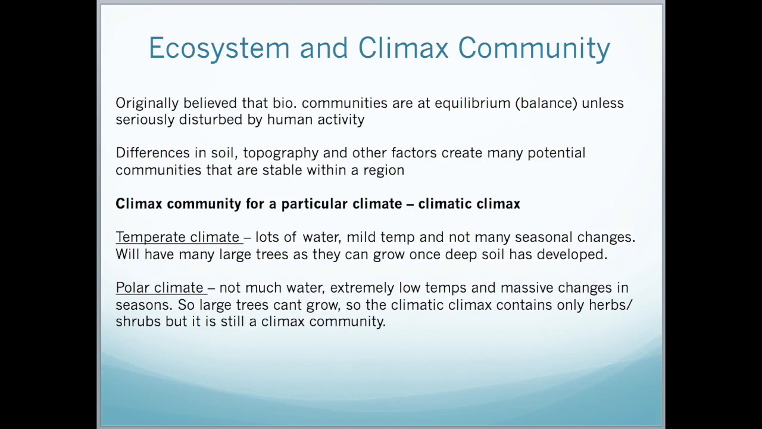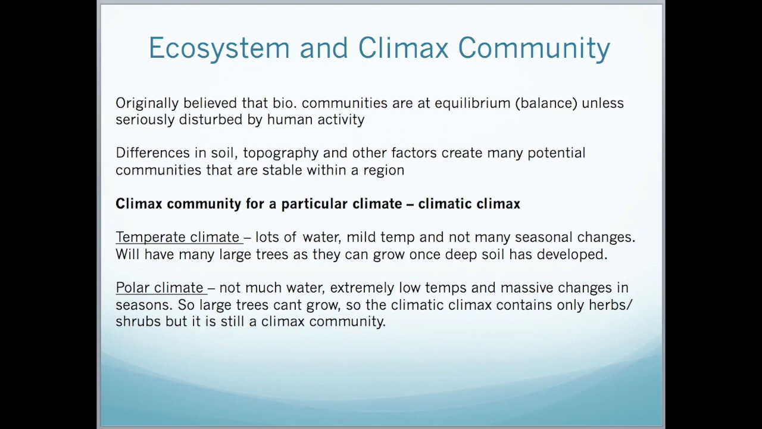So let's look at ecosystems and climax communities. Originally, scientists believed that biological communities were at an equilibrium, so at a balance, unless they were seriously disturbed by human activity or another event. However, the differences in the soil, the topography, and other factors create many potential communities that are stable within a region. So, for example, a climax community for a particular climate is called a climatic climax.